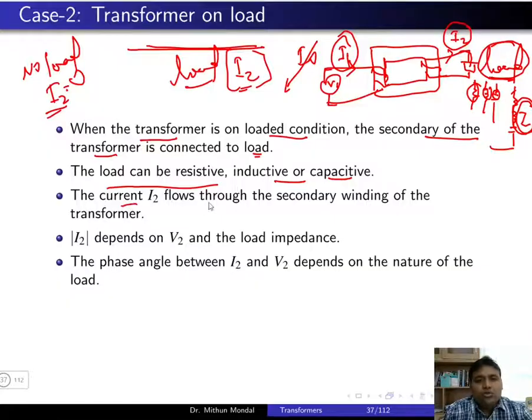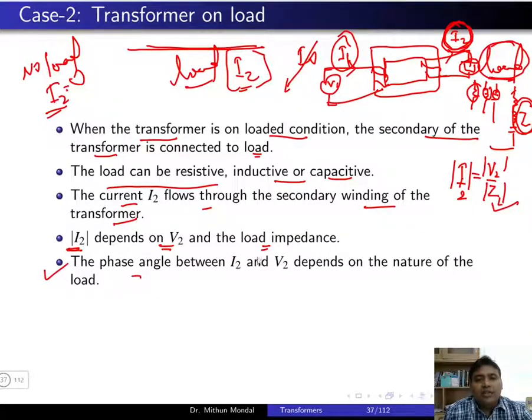The current I2 flows through the secondary winding of the transformer. Due to the presence of this load, the current I2 starts flowing through the secondary winding, which was 0 under the no load condition. Now, what is the magnitude of the current I2? The magnitude of I2 will depend on the voltage V2 and the load impedance. You know that current equals voltage divided by impedance, from Ohm's law. So I2 will depend on the voltage V2 and the magnitude of the impedance Z, where Z is the load impedance ZL.